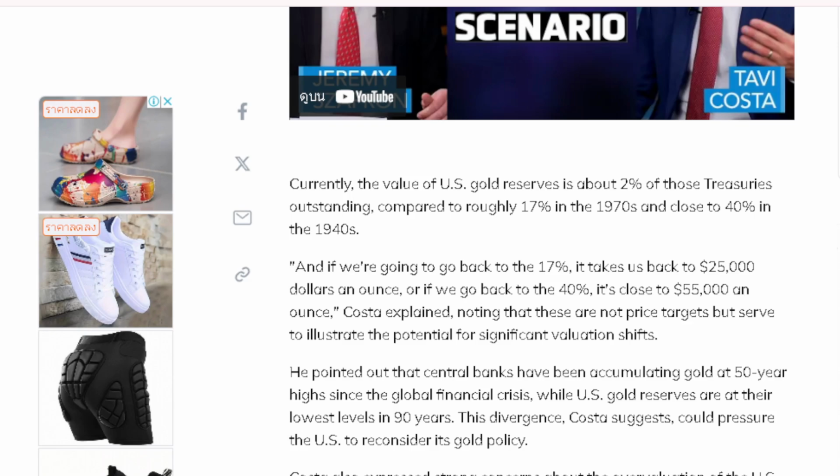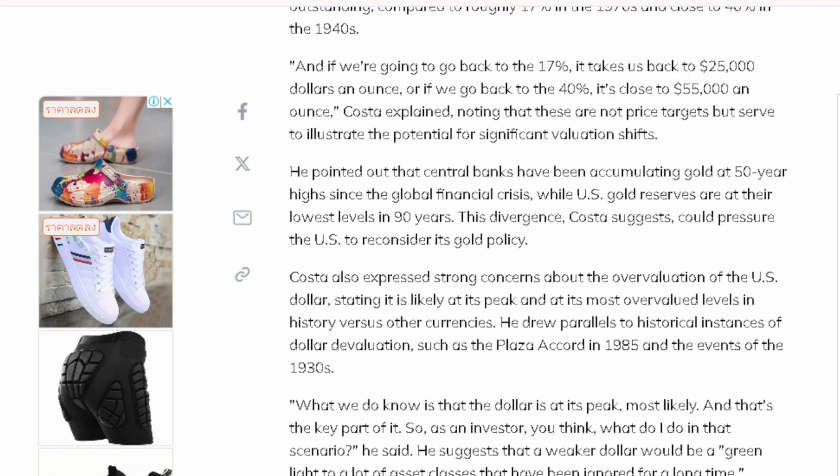Costa explained, noting that these are not price targets but serve to illustrate the potential for significant valuation shifts. He pointed out that central banks have been accumulating gold at 50-year highs since the global financial crisis, while U.S. gold reserves are at their lowest levels in 90 years. This divergence could pressure the U.S. to reconsider its gold policy.